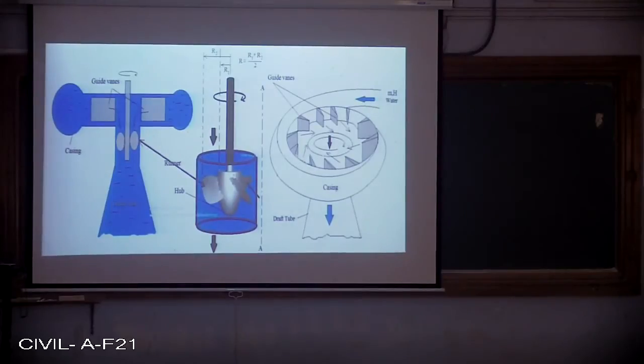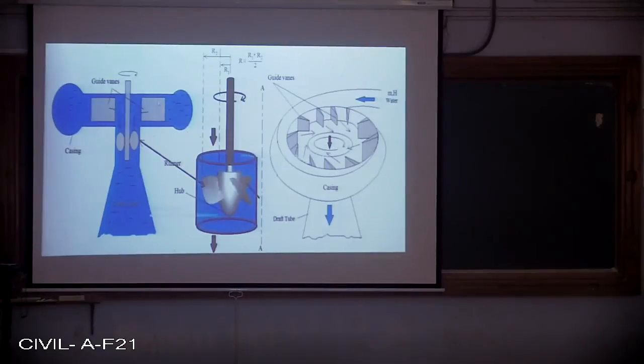Here I have a picture of the runner also. You can see this is how the runner looks. The runner has a hub. This is the hub, the central part, and the hub contains the blades or vanes. In case this is the shaft, the radius of the hub is R1 and the radius of the runner is R2. So the average radius of the runner would be R = (R1 + R2)/2. R1 is the radius of the hub and R2 is the radius of the runner, so we have to take the average radius of the runner, equal to (R1 + R2)/2.